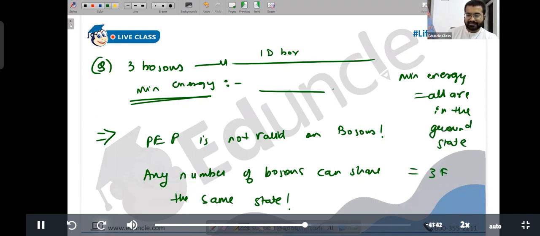Okay. So answer would be just 3 times E1, people. So this is 3 into 1 square pi square h square upon 2 m L square. So that is just pi square h square upon 2 m L square multiplied by 3.